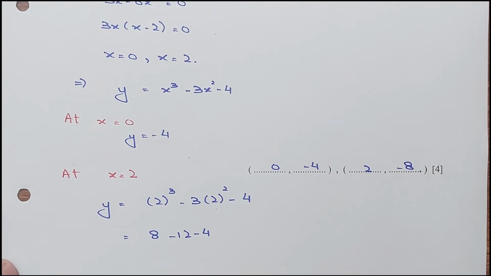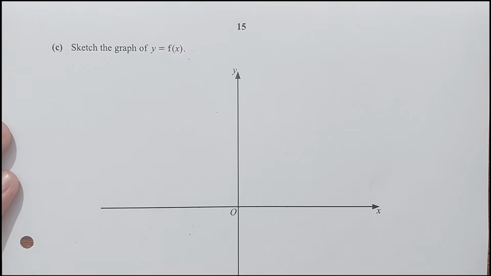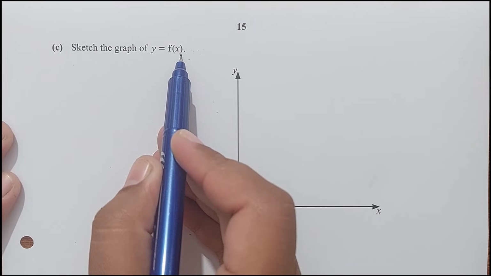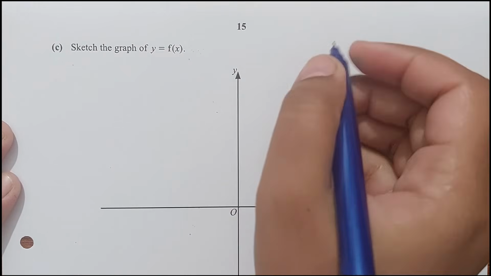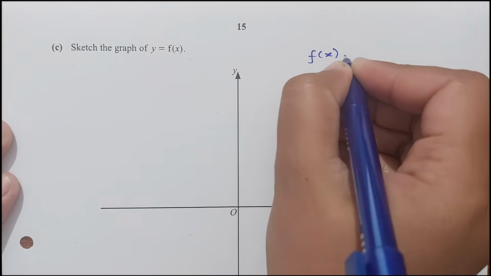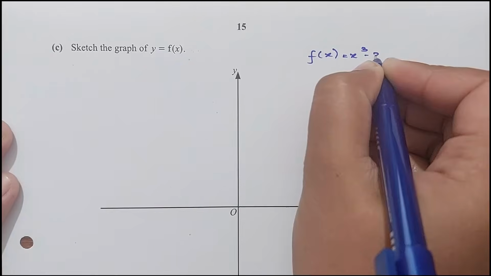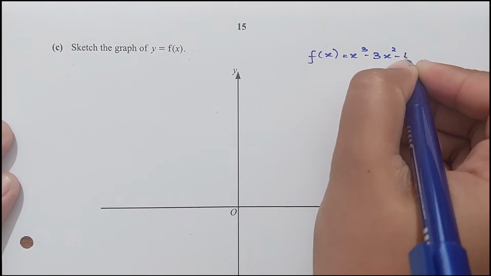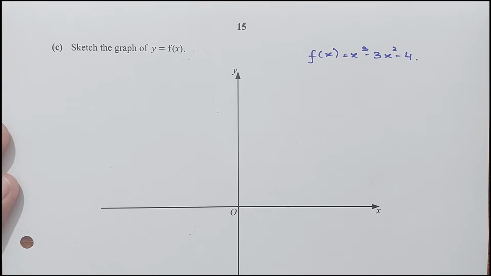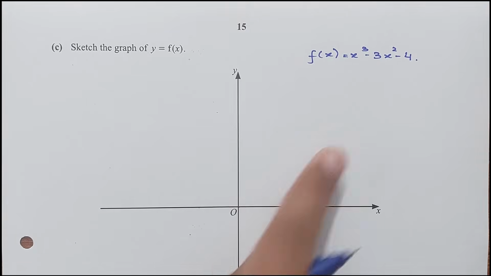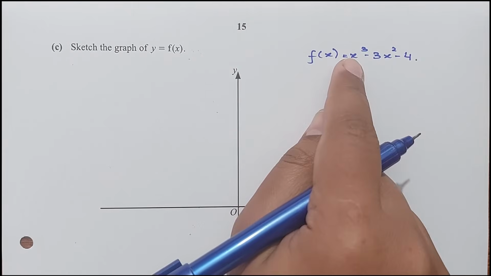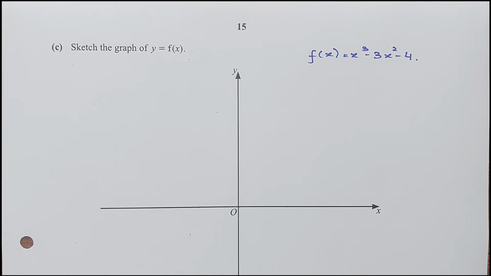This is negative 8. So these are the coordinates of turning points of the graph of the function. Now for part C, sketch the graph of y equals f of x. f of x is given, which is x cubed minus 3x squared minus 4. It's a cubic polynomial, so its end behavior is opposite. Since the leading coefficient is positive, the graph extends from the third quadrant to the first quadrant, right?